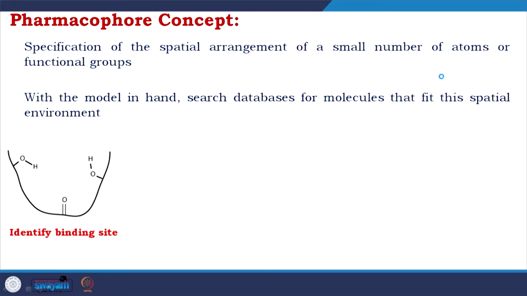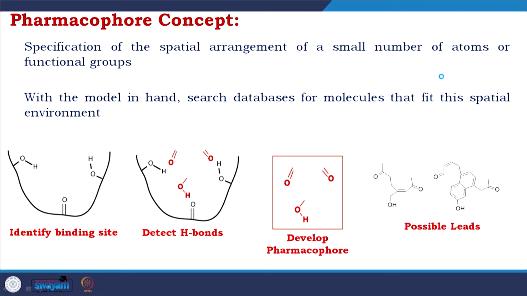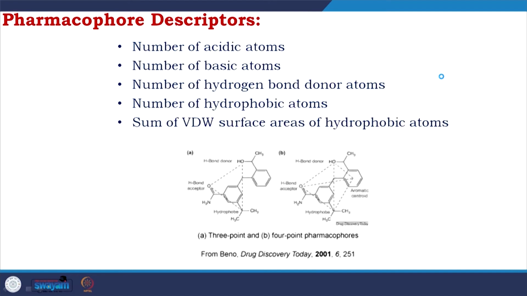So, first you identify the binding site in the macromolecule target, then you identify the docking site where the possibility of hydrogen bonds, which are critical for the interaction, exists. You take out the hydrogen bond possibilities, like these are your pharmacophore, and based on them you develop possible leads and you use those leads to search for further libraries.